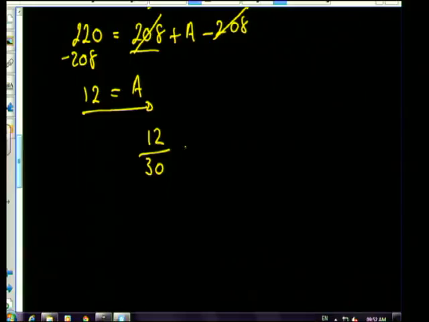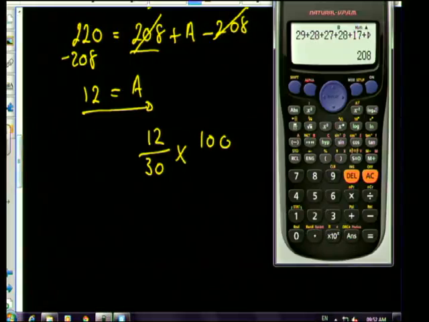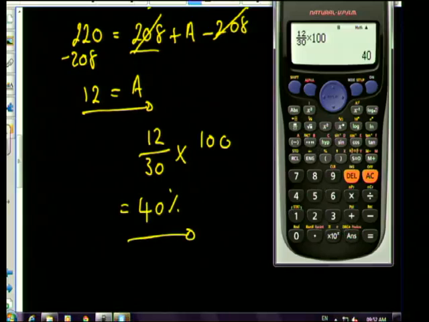So 12 out of 30, what's that as a percent? To calculate as a percent, we multiply by 100. Okay, so I'm going to say, cool, we got 12 over 30, multiply that by 100, and we land up with an answer of 40%. So the guy lands up with 40%.